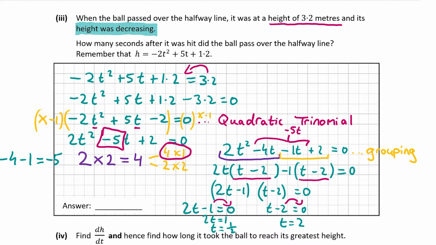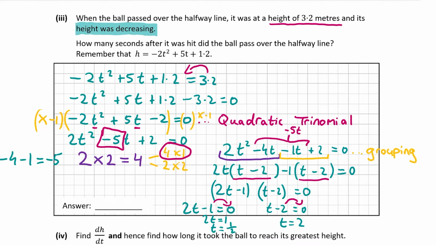Now we have two answers here, either t is equal to a half or t is equal to 2. However, remember at the start we were told that when the height is decreasing, so that means when the ball is going down. So it's going to be at a height of 3.2 meters twice, once when it's going up the way, and then once when it's going back down. So we have two answers. We got t is equal to a half a second and t is equal to 2 seconds. So we need to pick out now which is the actual answer.